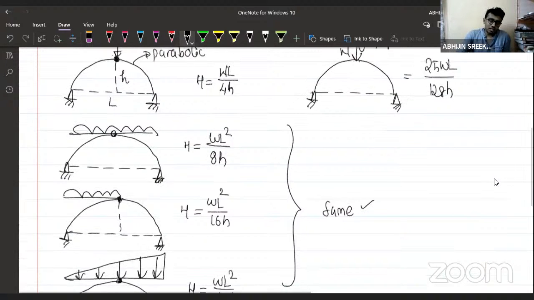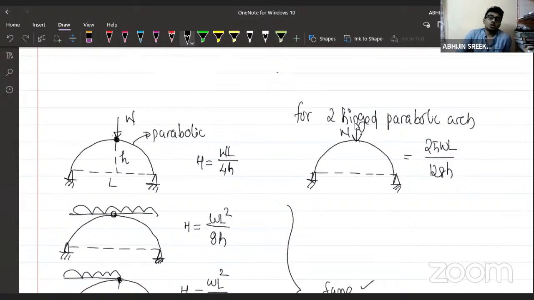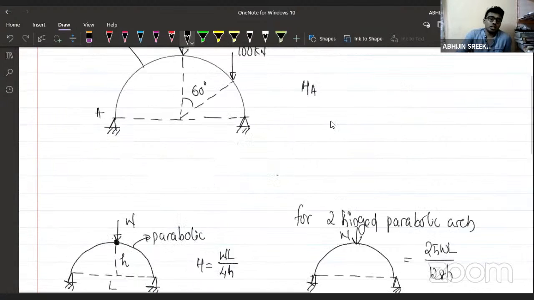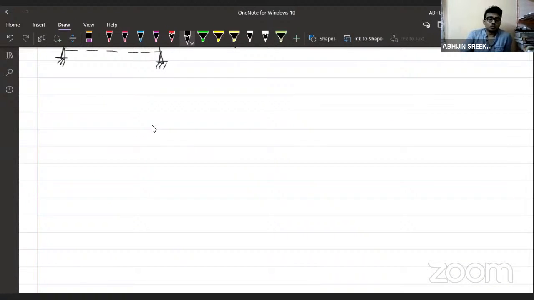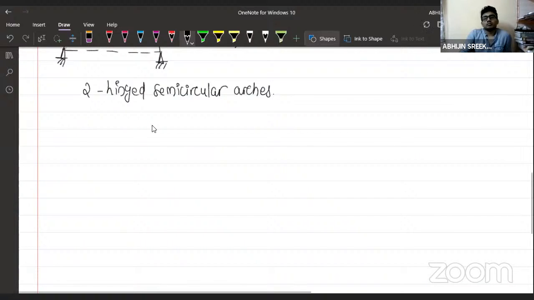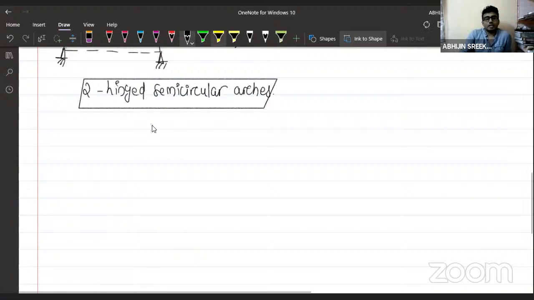This is for parabolic arches. Very good. This is for two-hinged parabolic arches. But in this question, as I told you, it's a semicircular arch. If it is a semicircular arch, what do you have to do? Again, here also we have to remember these results for two-hinged semicircular arches. Remembering these results is recommended, because questions can be easily solved if you remember them.